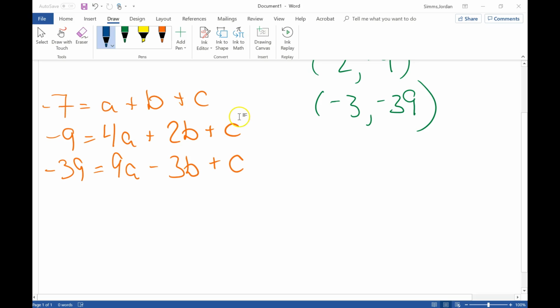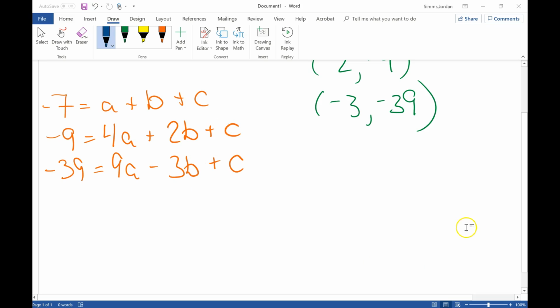Okay, so what I'm going to do, I'm going to go after C's. I'm going to take equation 1, and I'm going to multiply that by -1, and then I'm going to add it to equation 2. Now you could multiply equation 2 by -1 and add it to equation 1. It's cool. The answer should still come out to be the same.